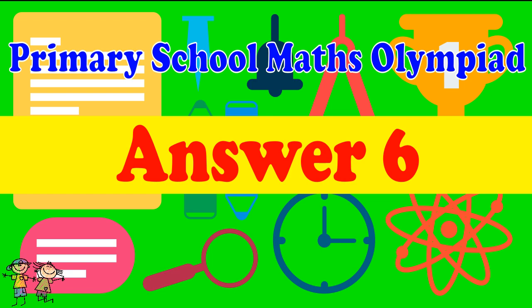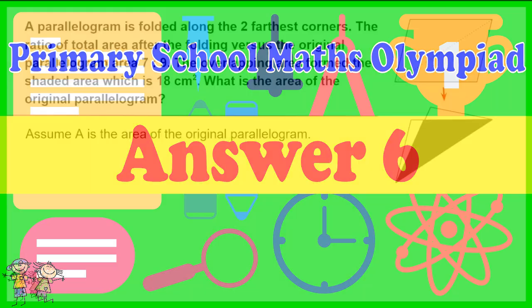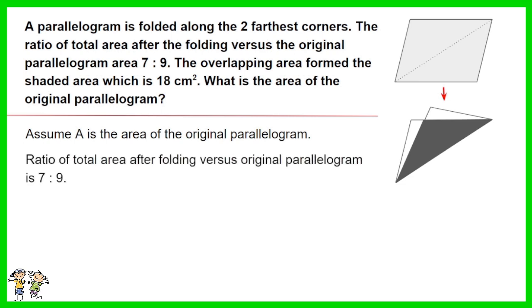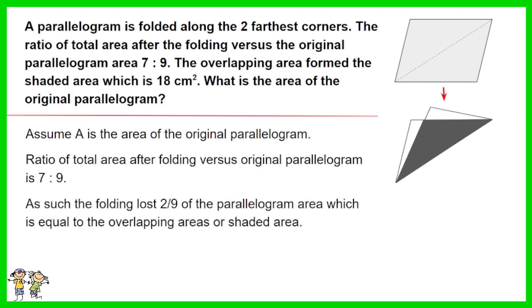Answer for question 6. Assume A is the area of the original parallelogram. The ratio of total area after folding versus original parallelogram is 7 to 9. As such, the folding lost 2 over 9 of the parallelogram area, which is equal to the overlapping areas or shaded area. Given 2 over 9 of A equals 18 centimeters squared, thus A equals 81 centimeters squared.